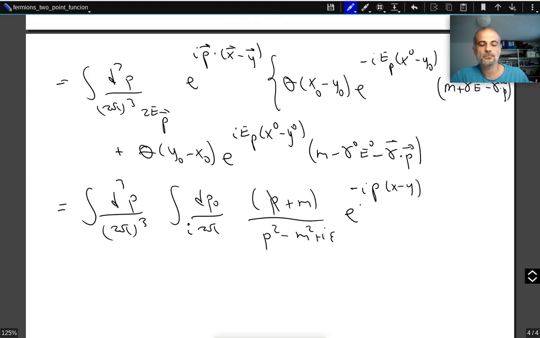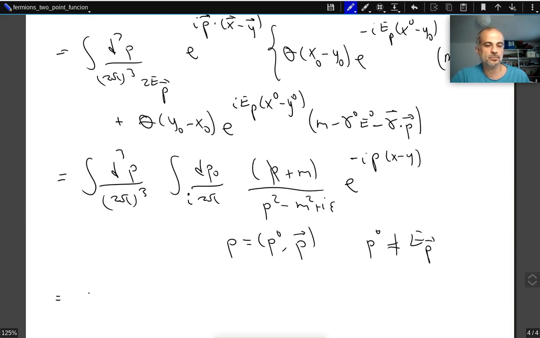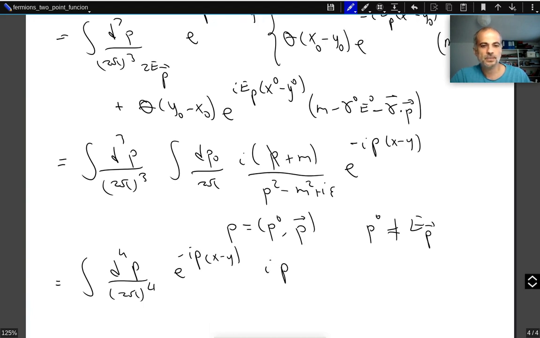But remember here p is actually p0, and p0 is not actually equal to E of p. We are just integrating over it, and hence we get the propagator d4p divided by 2 pi to the 4. Well, in this case the i is in the top, i, e to the power minus i p·(x minus y), (p slash plus m) divided by p squared minus m squared plus i epsilon.